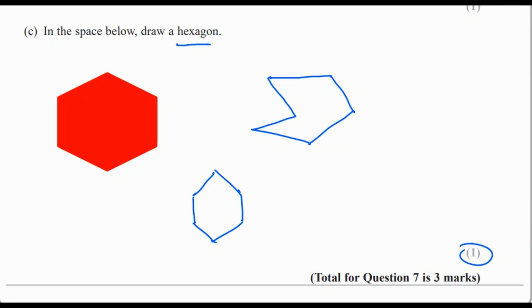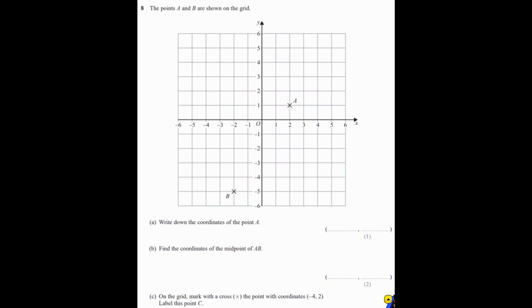Question 8 has given us a graph. It says the points A and B are shown on the grid. Yes, they are, A and B. And first of all, we're asked to write down the coordinates of the point A. Well, the brackets are already given us here, and the x coordinate comes first. So first of all we go along here, the x coordinate is 2, so that's the first of our numbers. Then we look at the y coordinate, it's up here and it's on 1, so the coordinate is 2, 1.